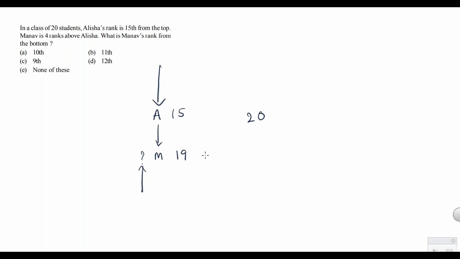Four ranks above means Manav's rank is 11th from the top. If Manav's rank is 11th from the top, then Manav's rank from the bottom should be total number of people 20 minus 11 plus 1. That is 9 plus 1, 10.